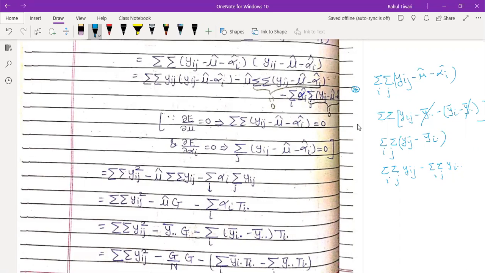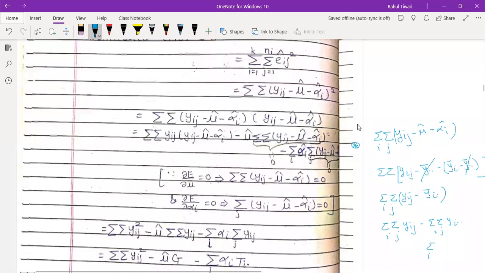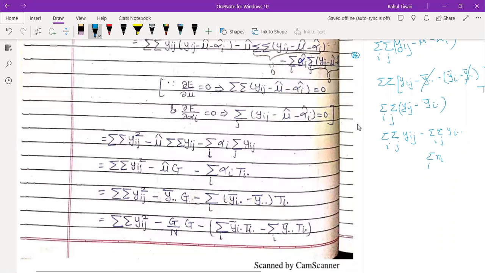Can you understand? j is independent, right? So j is running from where to where? It is from 1 to Ni, and this is y bar i dot. But what is the summation of this part? The double summation of yij, what is this? It is the grand total. But how do you deal with this?